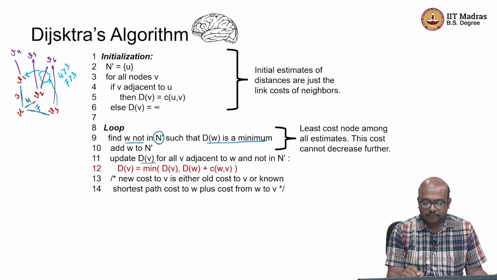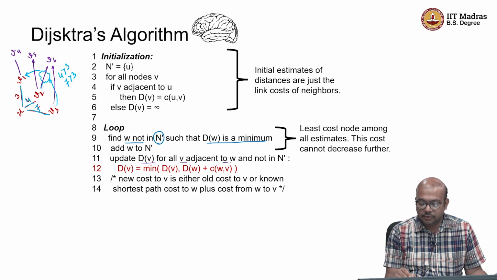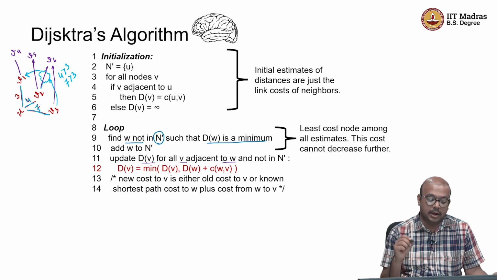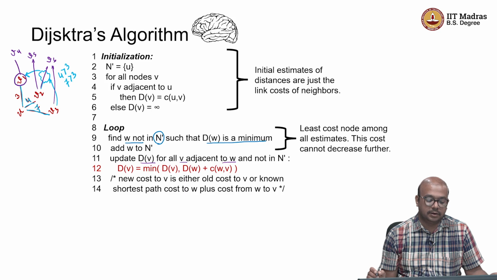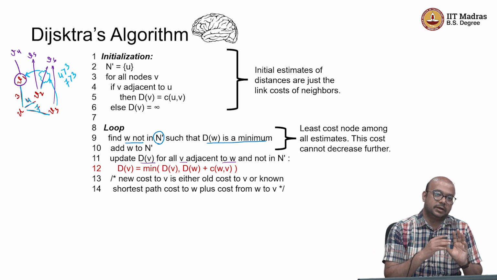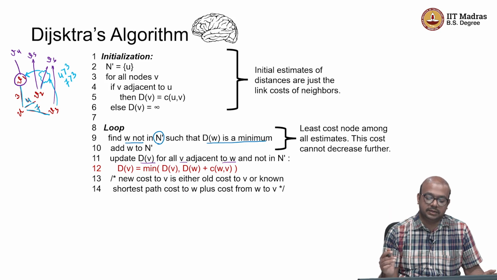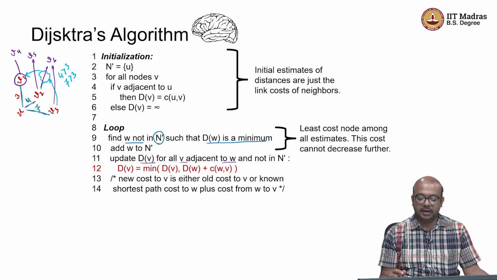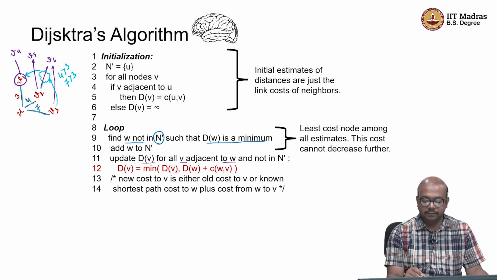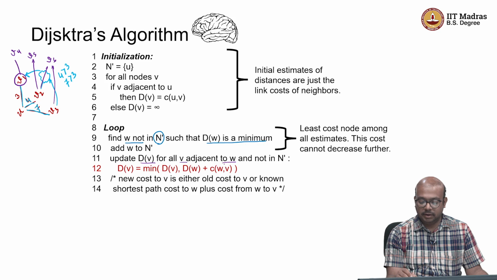Update dV for all V adjacent to W, because now W is added, W is the new member in the N prime list. So, if I know that my least cost path to V1 has a cost of 3, somebody else could use it to update the paths to other destinations, knowing the minimum cost through dV. If there is something that is better, dV could be updated, for all the adjacent edges to W and not in N prime.